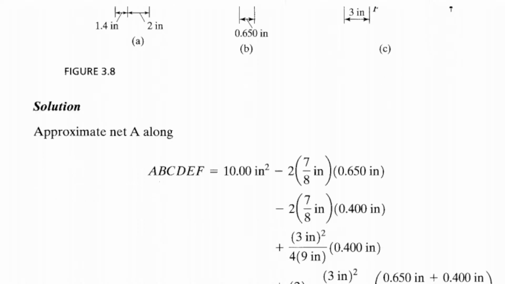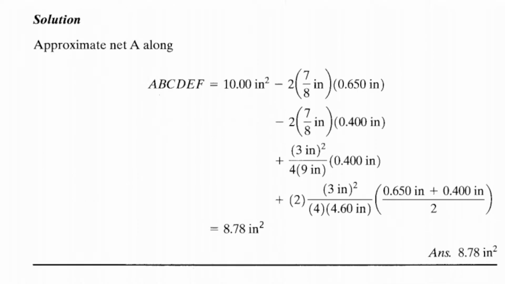How should it be done? This is how it should be done. 2 holes, S squared, 3 squared over 4G, 4G is 4.6. So it is taken care of with this one. What about the thickness? Take a look at the thickness. The thickness is the average. That is 0.65 plus 0.4 divided by 2. Average of the thickness of the flange and the thickness of the web.